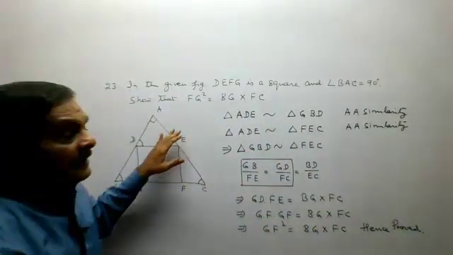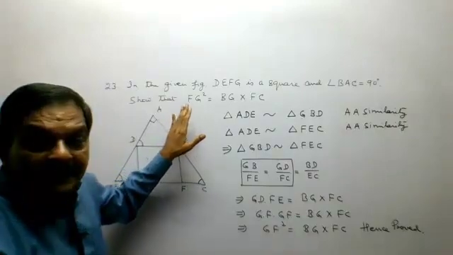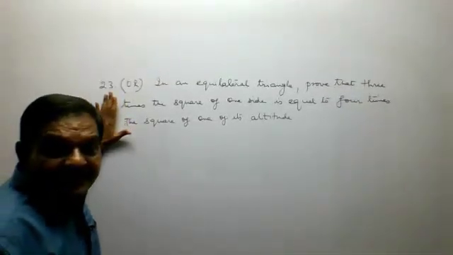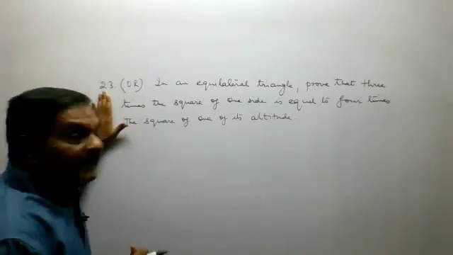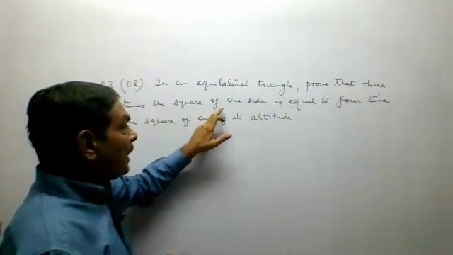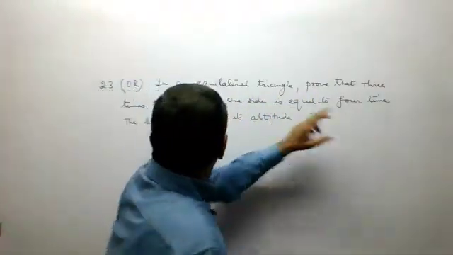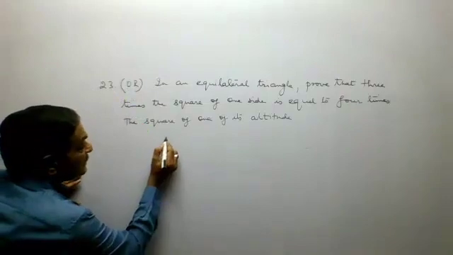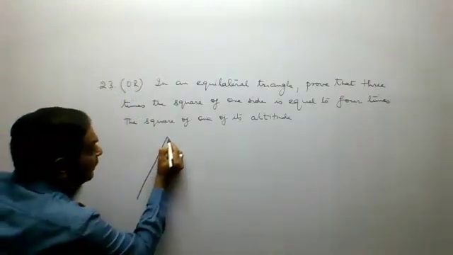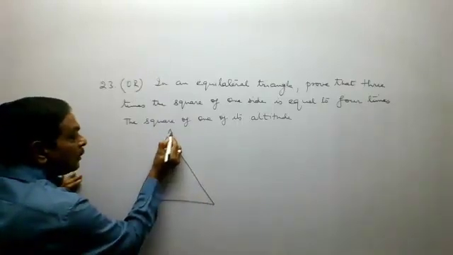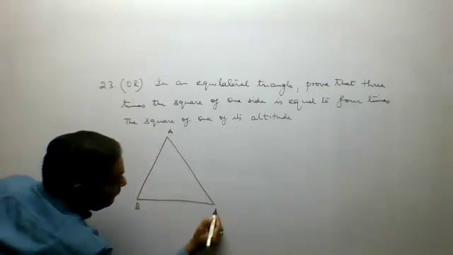Now we will see the question which is given as the OR of question number 23. In an equilateral triangle, prove that 3 times the square of one side is equal to 4 times the square of one of its altitudes. We make the diagram. This is our equilateral triangle, all sides are equal, all angles are equal. Let us say this triangle is ABC.